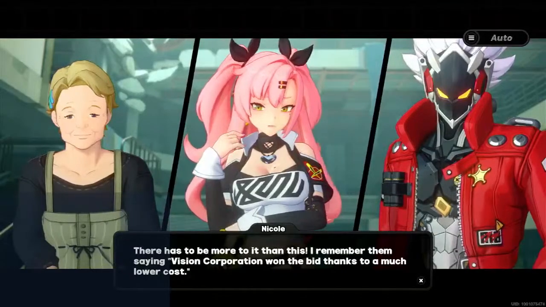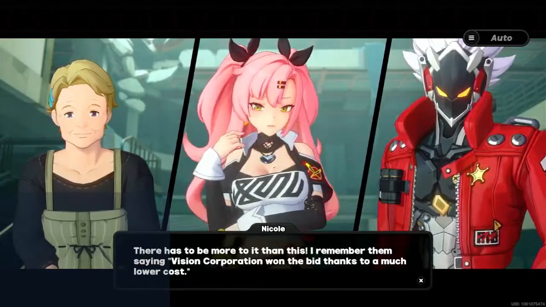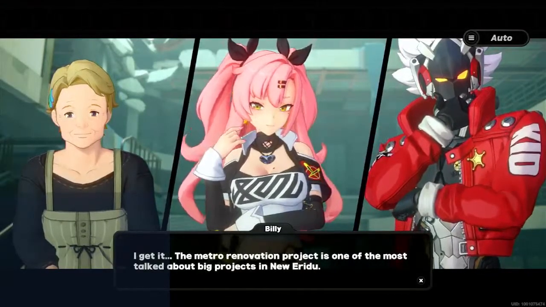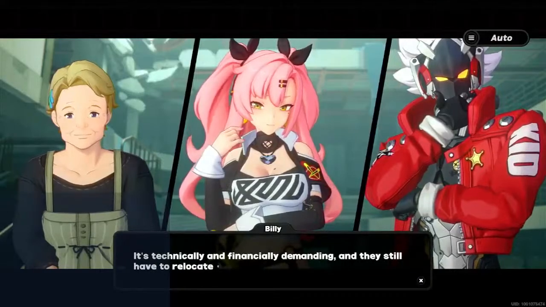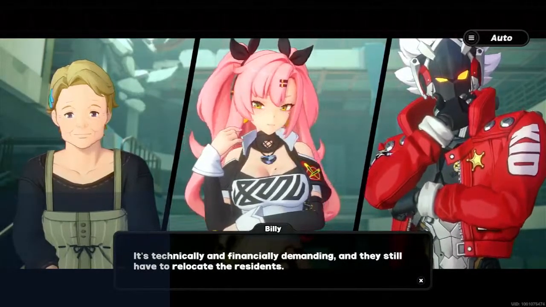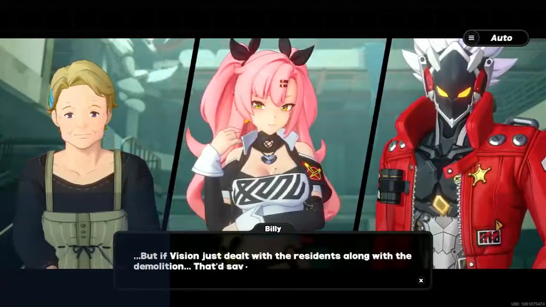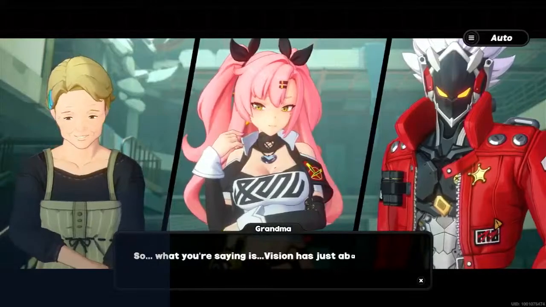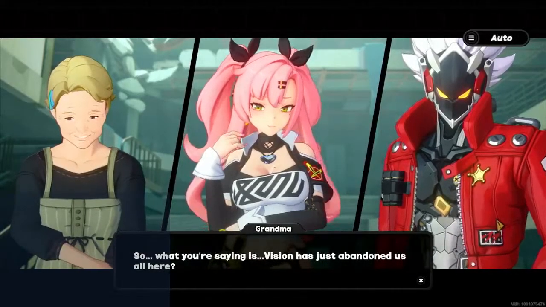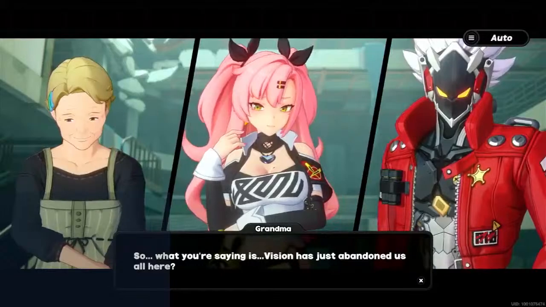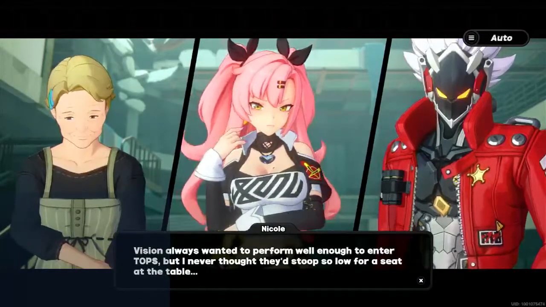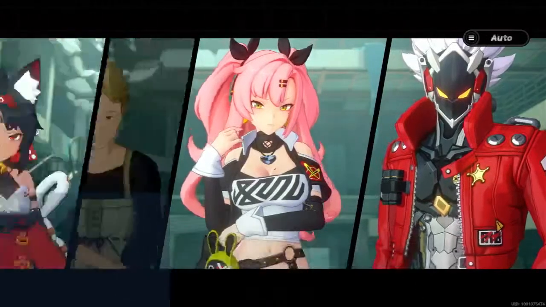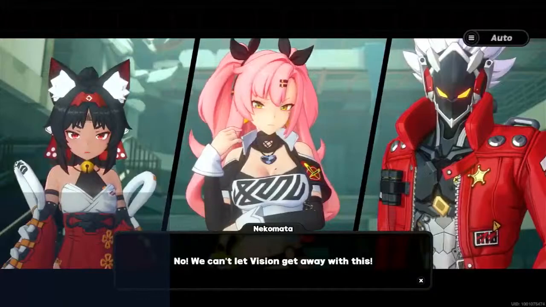I remember them saying Vision Corporation won the bid thanks to a much lower cost. I get it. The Metro renovation project is one of the most talked about in New Eridu. It's technically and financially demanding, and they still have to relocate the residents. But if Vision just dealt with the residents along with the demolition, that'd save costs. So, what you're saying is, Vision has just abandoned us all here? Vision always wanted to perform well enough to enter tops, but I never thought they'd stoop so low for a seat at the table. No, we can't let Vision get away with this!